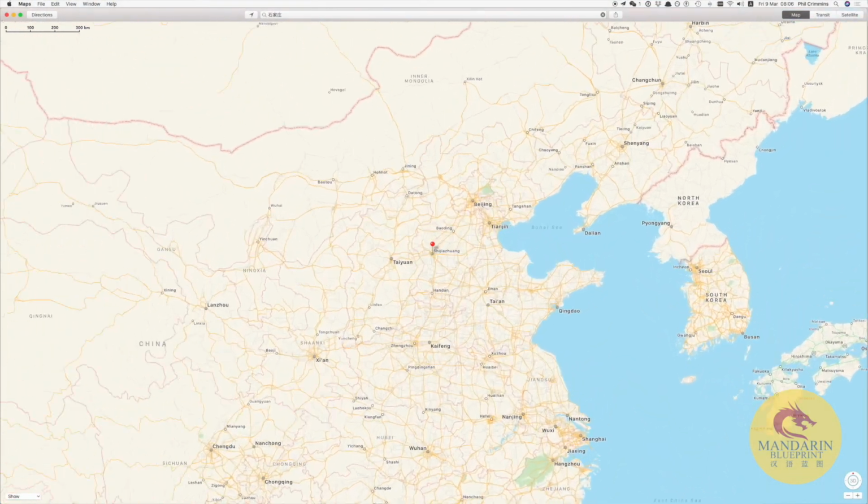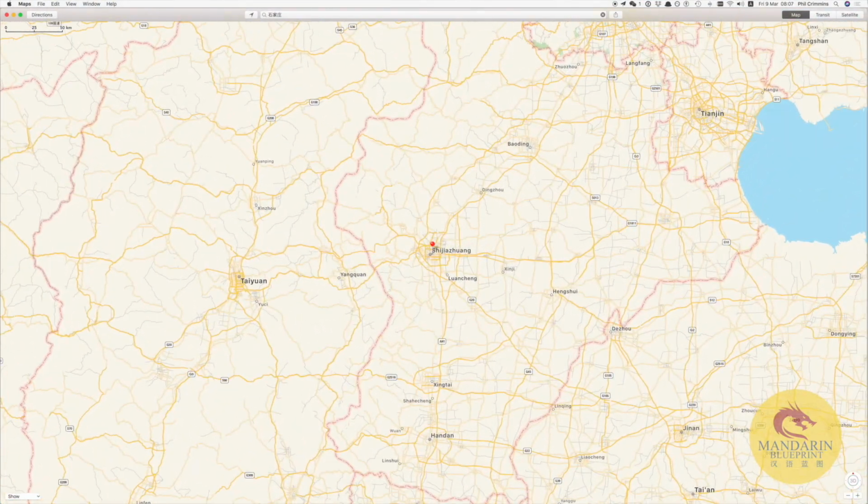So technically, there's no place in the country where the local dialect is 100% Mandarin. The closest place is the capital of Hebei province, Shijiazhuang. So why would you want to learn Standard Mandarin if there's technically no place where somebody speaks it 100%? Well, it's basically because everybody understands it.